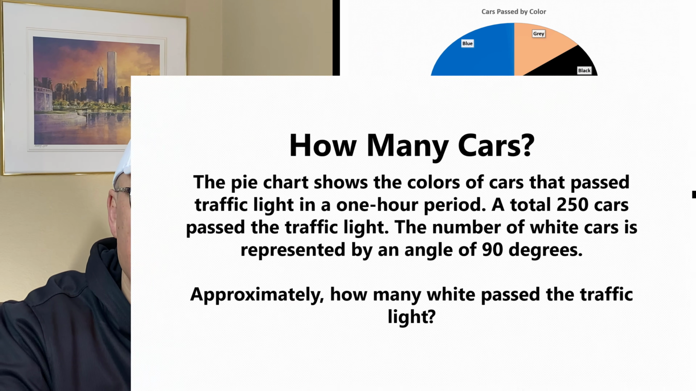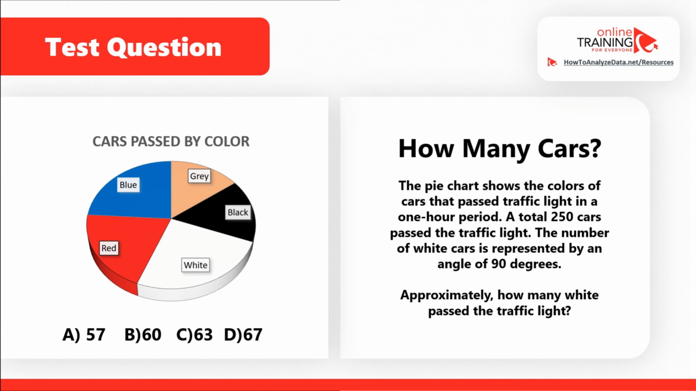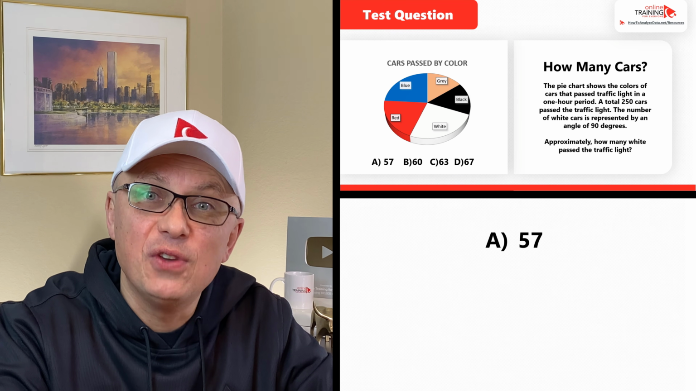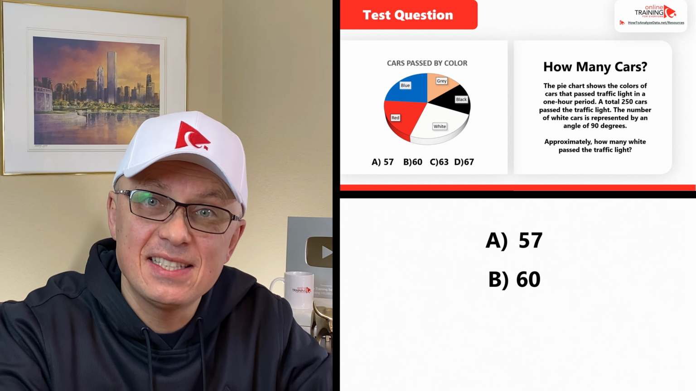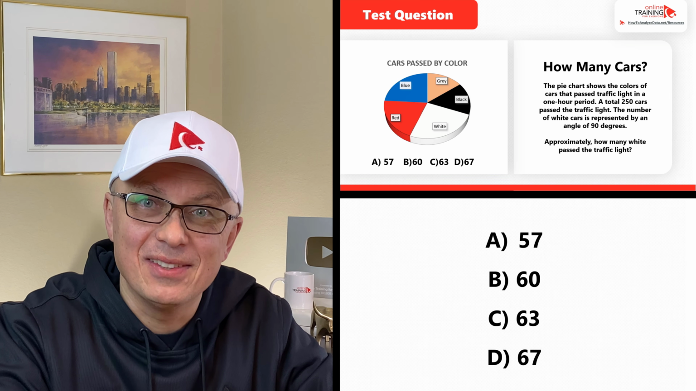Let's read the question more carefully. The pie chart shows the colors of the cars that passed a traffic light in a 1 hour period. A total of 250 cars passed the traffic light. The number of white cars is represented by an angle of 90 degrees. Approximately how many white cars passed the traffic light? You're presented with 4 different choices. Choice A, 57, choice B, 60, choice C, 63, and choice D, 67.